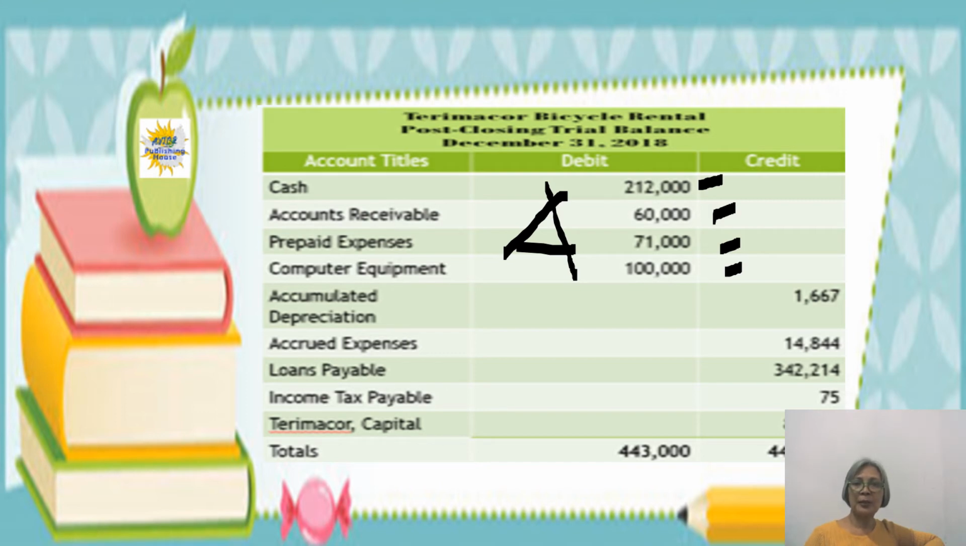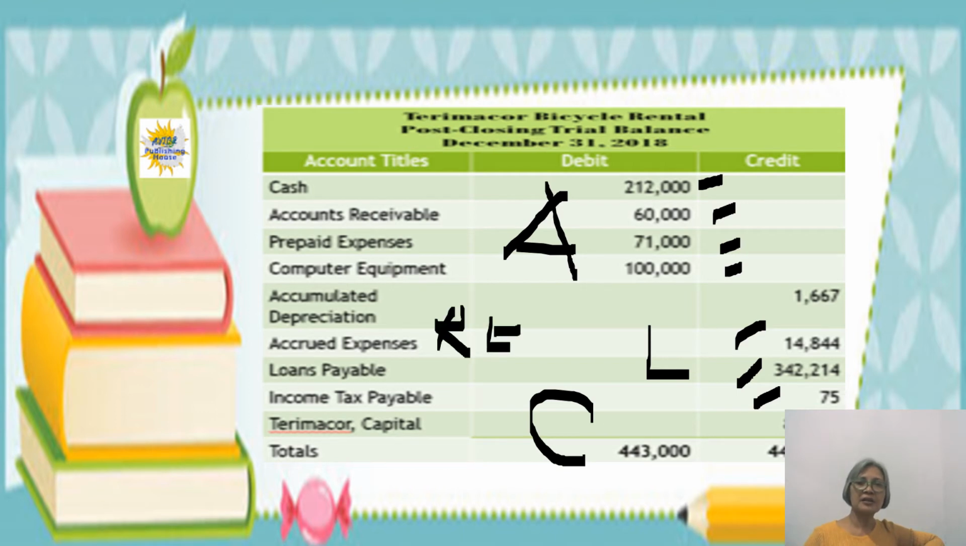We have the accrued expenses payable, loans payable, income tax payable. So we have the liabilities. And then we have the Terimacore capital. So this is capital. So the revenue and expenses and drawing are no longer included in the post-closing trial balance.